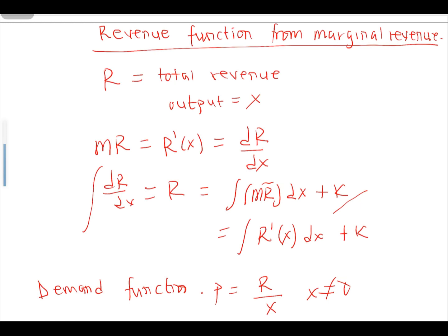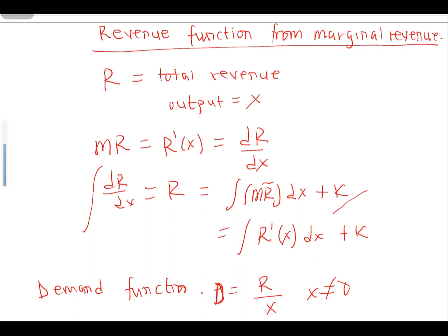And therefore, when you are asked to find the demand function, which in this case we represent by D, because P will be confused with the profit, it will be equal to R, the revenue function, over the X. The revenue function over the X, that will be our demand function.